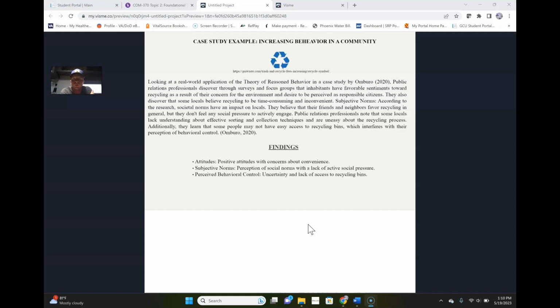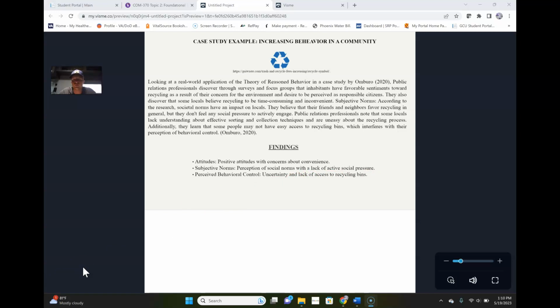Subjective norms: according to the research, societal norms have impact on locals. They believe that friends and neighbors favor recycling in general, but don't feel any social pressure to actively engage. Public relations professionals note that some locals lack understanding about effective sorting and collection techniques and are uneasy about the recycling process. Additionally, they learned people may not have easy access to recycling bins, which interferes with their perceived behavioral control.